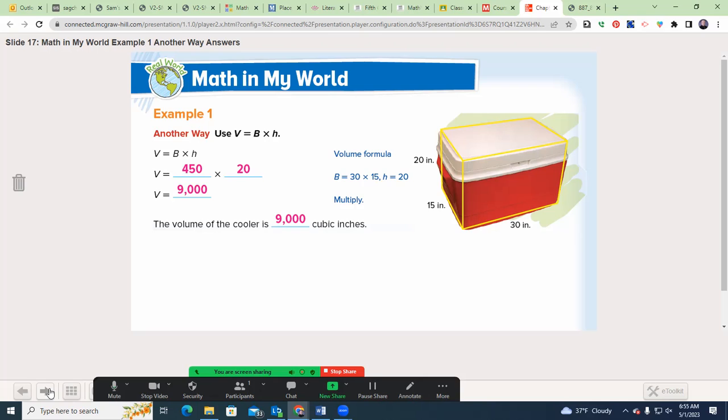As you're getting used to it, I recommend the length times width times height. That way you're kind of seeing where the numbers go, where they come from. But if you have an easy one, okay. Both are allowable unless the paper tells you to use one particular way.